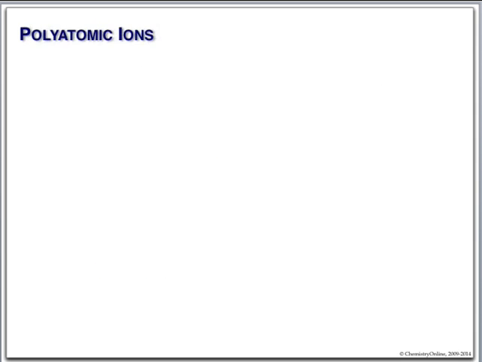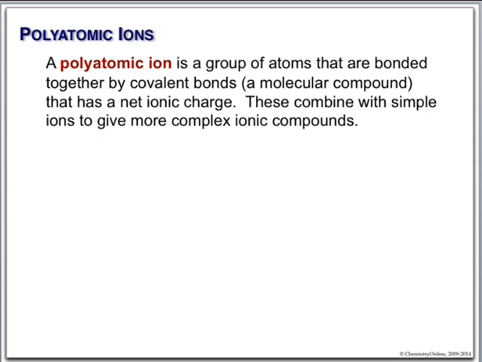All right, I promised you that we would talk about polyatomic ions. Polyatomic ions are neat. It's a group of atoms that are bonded together with covalent bonds. So all the atoms in this little lump are sharing electrons. Within this lump, we have an extra electron or 2 or 3 or whatever, that makes this lump of atoms charged. This is called a polyatomic ion.